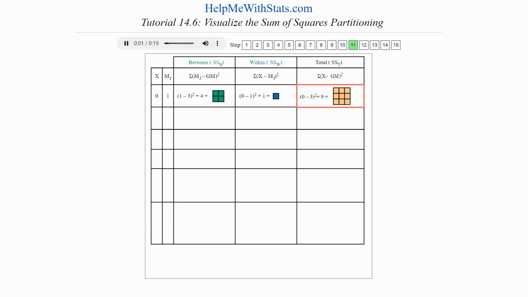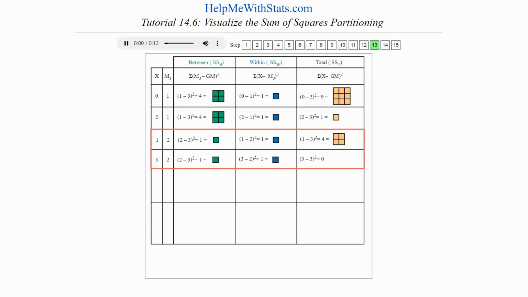The total variability for this score is the squared deviation between the score, 0, and the grand mean, 3. The total variability for this score is 0 minus 3 squared equals 9. This total variability is indicated by 9 orange boxes. Here are all the calculations for the next score of 2. The between group variability for this score is 1 minus 3 squared equals 4 green boxes. The within group variability for this score is 2 minus 1 squared equals 1 blue box. The total variability for this score is 2 minus 3 squared equals 1 orange box.